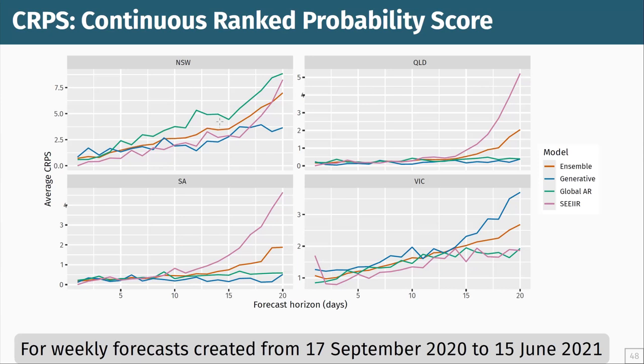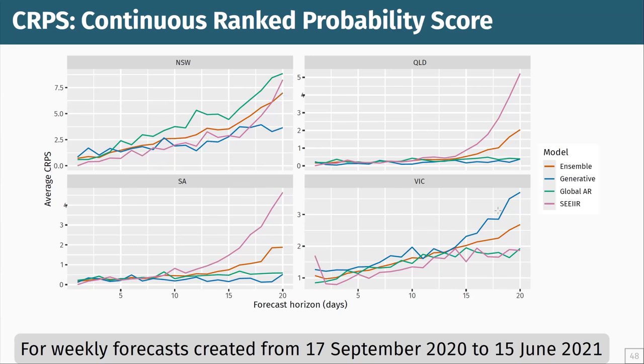So if you just look at New South Wales, for example, the global AR model, which is the one that we did at Monash, is this green line, was not so good because it's got larger CRPS than the other 3. The generative model, which is the one from the University of Adelaide, did really well, particularly for the higher horizons for this period. The SCIR model is this pink one. And then the ensemble, which combines all 3, is the orange one through the middle.